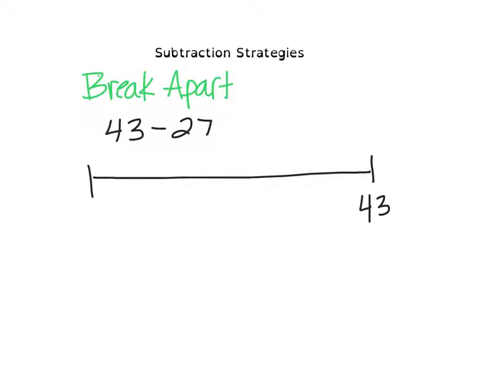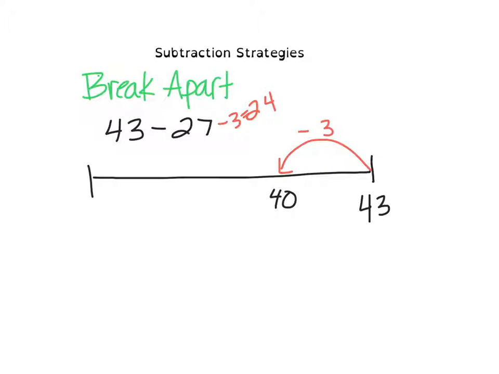So the first break apart that I'm going to do is I'm going to subtract 3. You're probably wondering, why are you subtracting 3? Well, because I want to make this number into a nice round number or an even number. So this first one is subtracting 3. So from 27, if I subtract 3 from that, I still have another 24 to go. So I'm going to break it apart a little more.